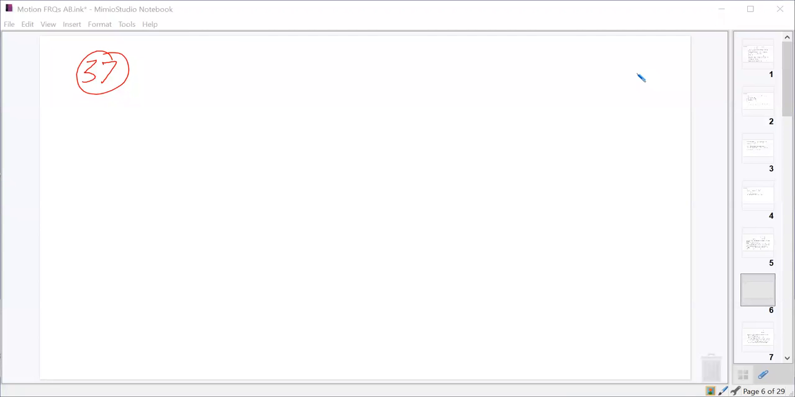Number 37 from our anti-differentiation multiple choice says the integral of the inverse tangent of y over 1 plus y squared dy. So this one is a u substitution one. So what do we want our u to be? Anybody have a good idea there?